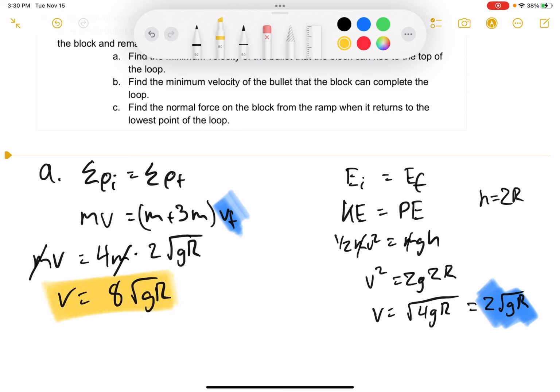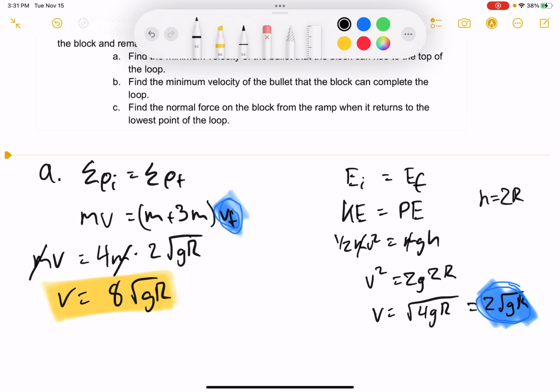So the part that's really tricky here is realizing that I set up my momentum, but I'm missing a piece of information. Figuring out what I need to do to find this velocity here is really the tricky part, figuring out that, okay, that's an energy question at this point.